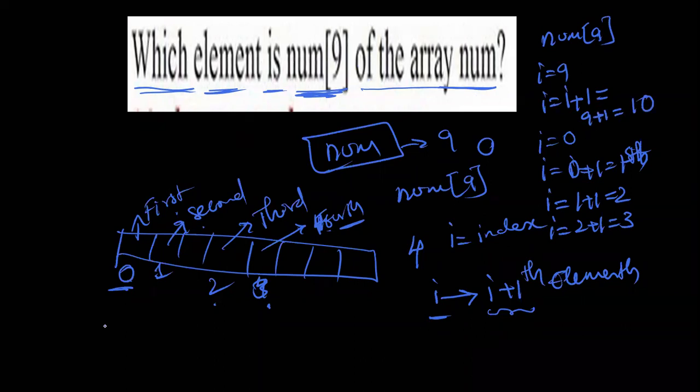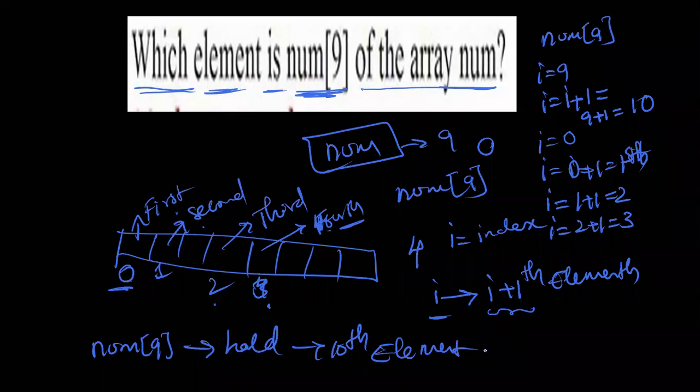So you have to write number 9 holds the 10th element of the array. That's it. See, very simple, just logical thinking. So the 0th element contains the first, 1 contains the second. See, the ith element contains the i plus 1th element. The i index contains the i plus 1 index. So number 9 contains the 10th element.